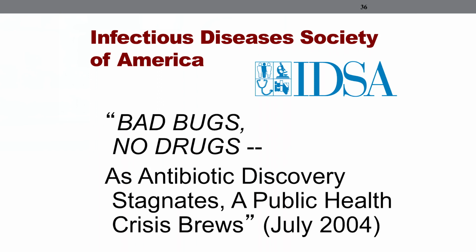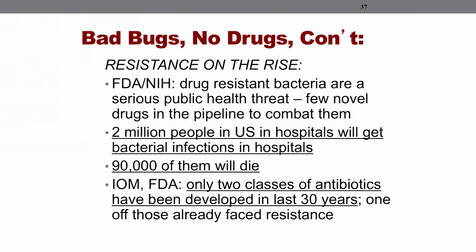I mean, the title gives this story away. And this is the Infectious Disease Society. And they note that resistance to bacteria, I think as everybody in this classroom knows, is very much on the rise. And again, this report was written a few years ago. 2 million people in U.S. hospitals are going to get bacterial infections in the hospital, and 90,000 of them are going to die. That is a staggering number, right?